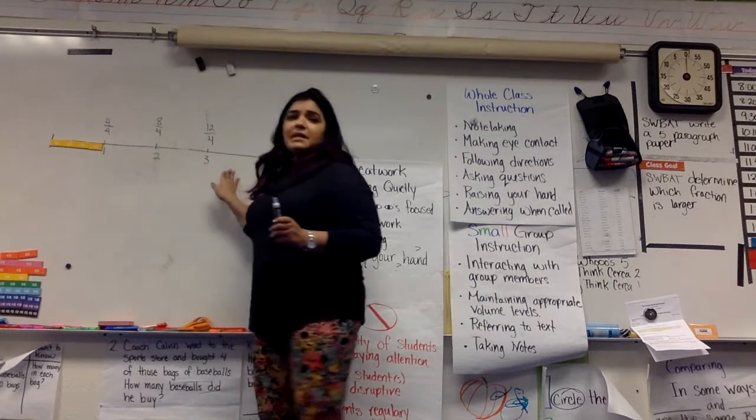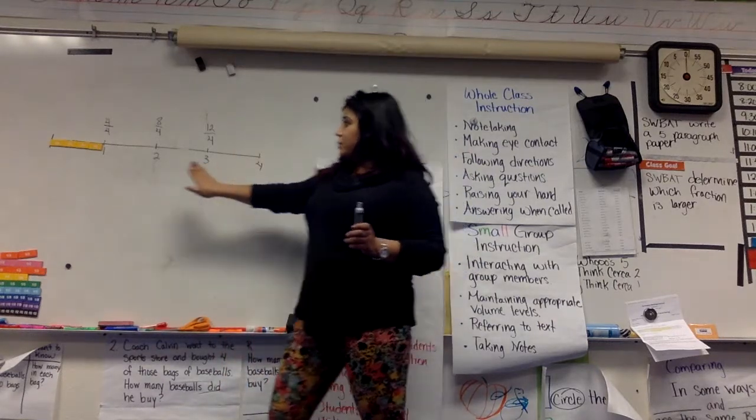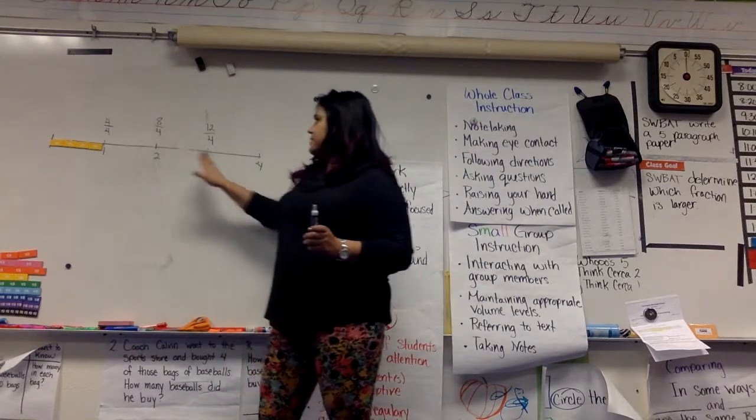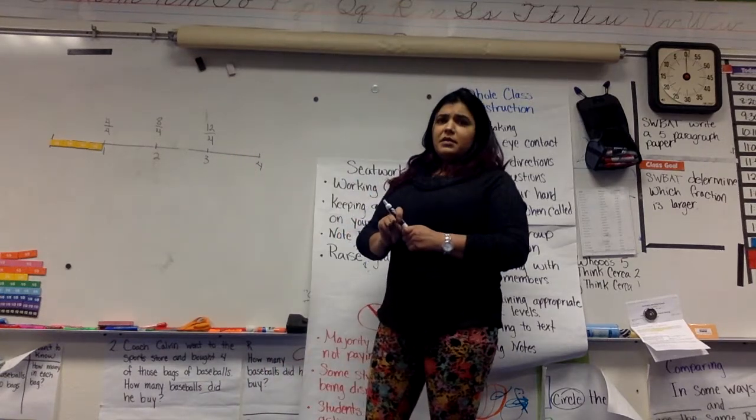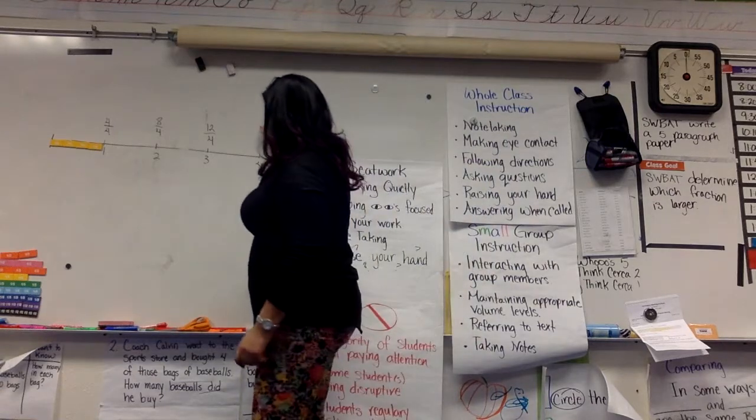Okay, we're doing the same thing. So you have 4 pieces here, you have 4 pieces here, you have 4 pieces here. Eli, how many to get to the next one? 16 fourths.